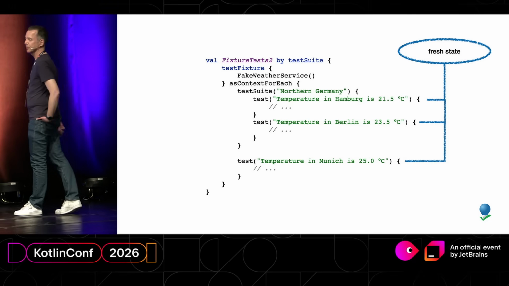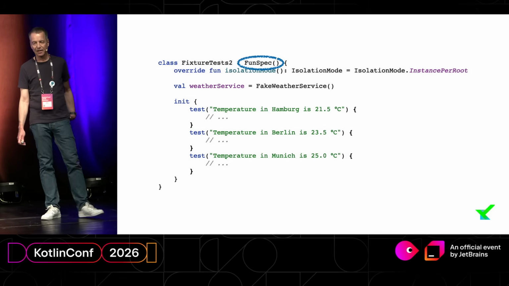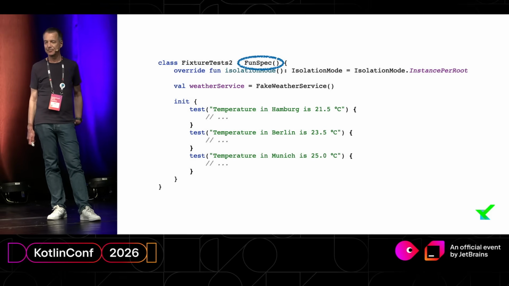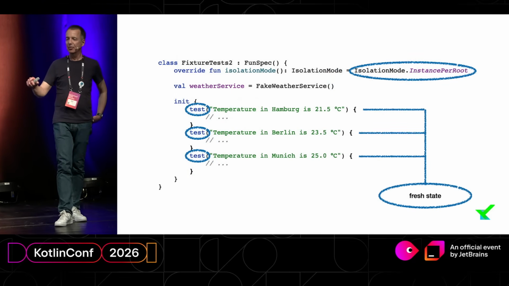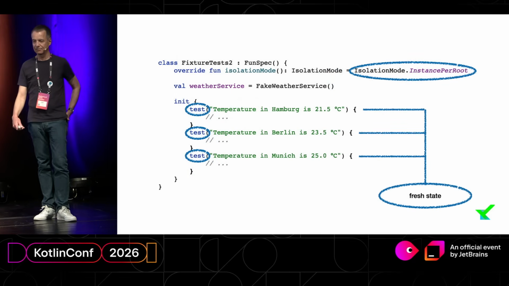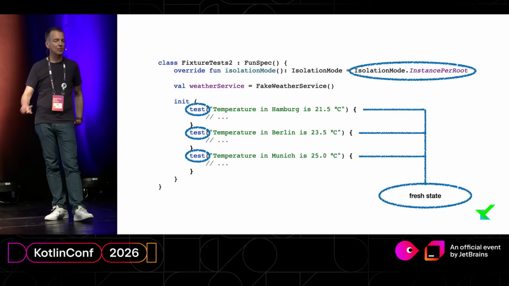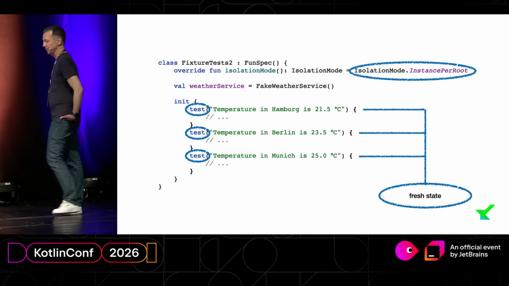If we would do the same with Kotest, it would look like this. We would start with a class, because at the top level, Kotest uses classes. Then, for fresh state, we would have to set an isolation mode. Isolation mode is instance per root, then we get fresh state at each test. So it's a bit more verbose, but otherwise looks pretty much the same.